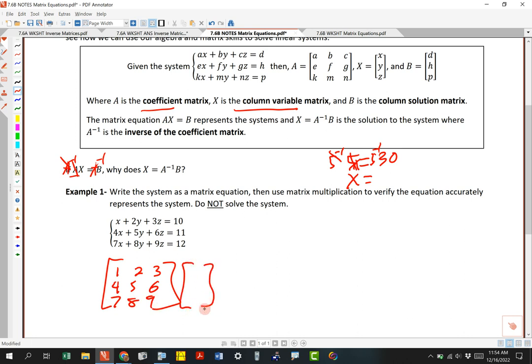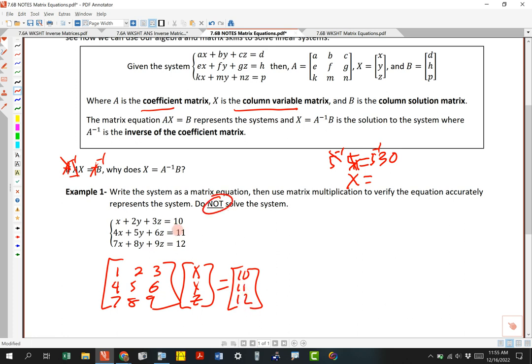We're then going to write down a variable matrix. And it's just a column. It's X, Y, and Z. And then on the other side, we're going to put the answer column matrix. So this is going to be a 10, 11, and a 12.